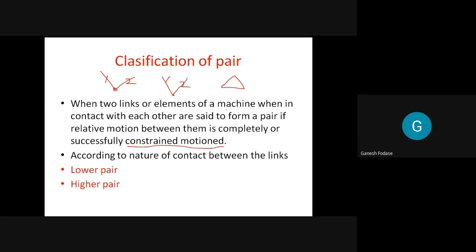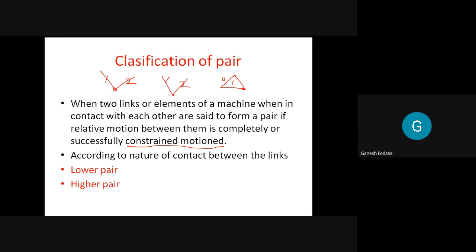How many links are here? 3. Yes. How many links are here? 1, 2, 3. Yes, sir. How many links? 3 links. Yes. It is only one link. Why? Because there is no relative motion between these parts. It acts as a single unit. Are you getting it? So at these joints, let's say there are welded joints. So it is basically a triangle, and there is no relative motion between them.